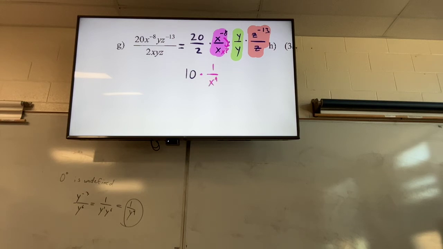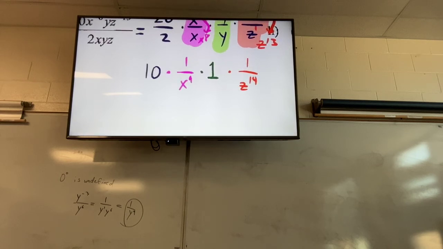Right, y over y is just what? 1, yeah, it's just 1. And then that red part, z to the negative 13 over z becomes what? Yeah, exactly. I got to take the z to the negative 13, move it to the bottom, becomes z to the positive 13. And then z to the 1 times z to the 13 is 1 over z to the 14. Okay.